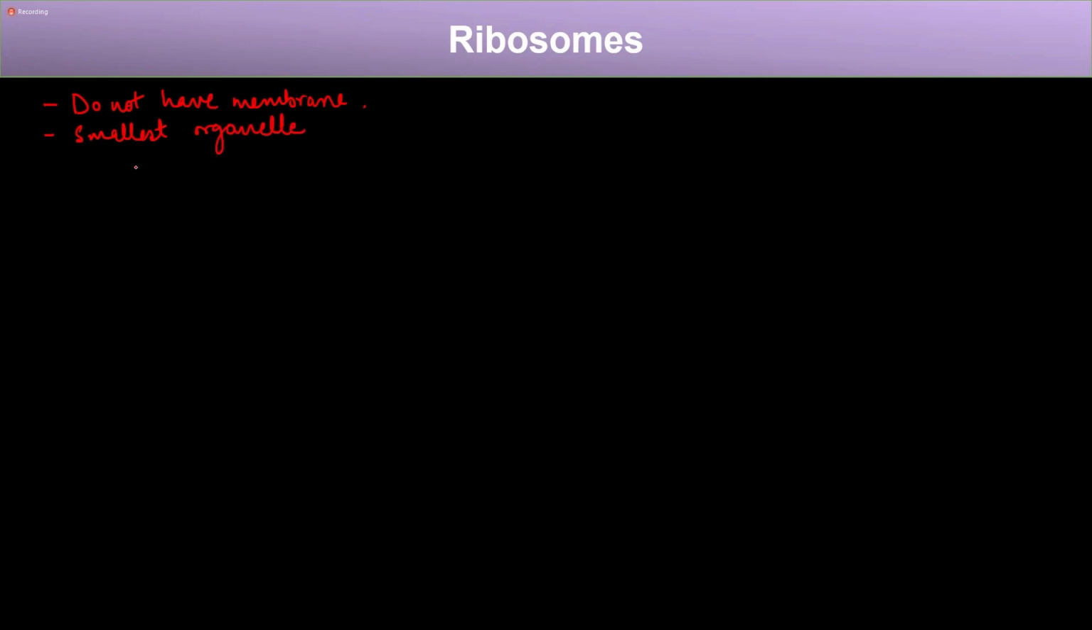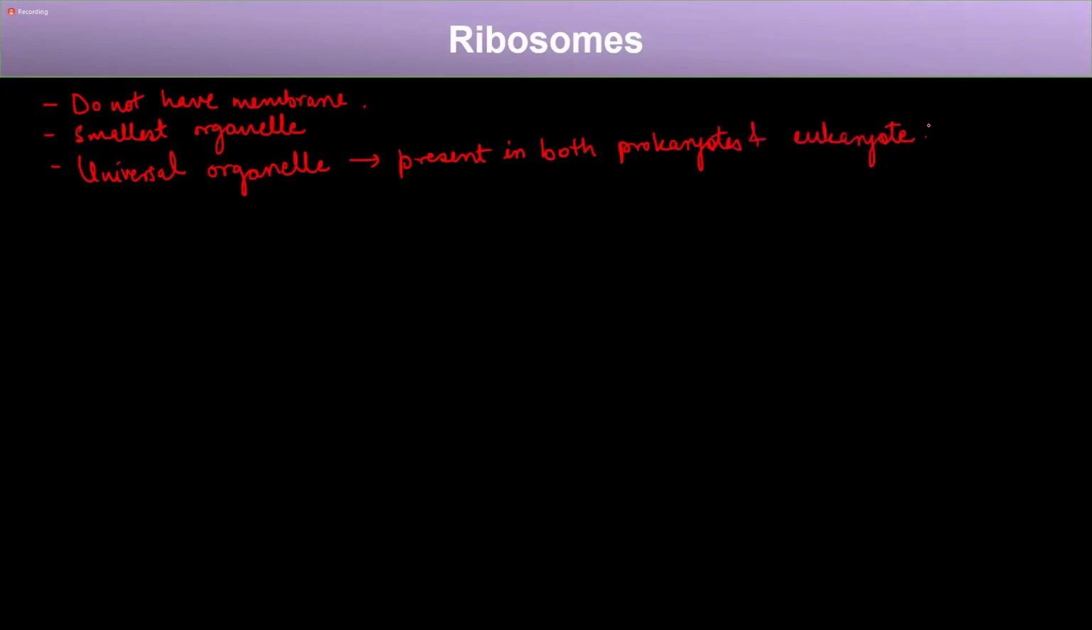Thirdly, the ribosome is the only organelle that is present in both prokaryotes and eukaryotes. Because of this reason, it is known as the universal organelle. Why? Because it is a single organelle that is present in both prokaryotes and eukaryotes.